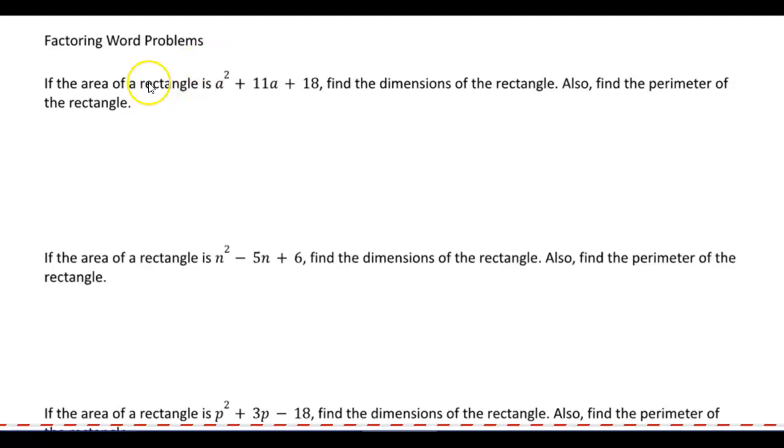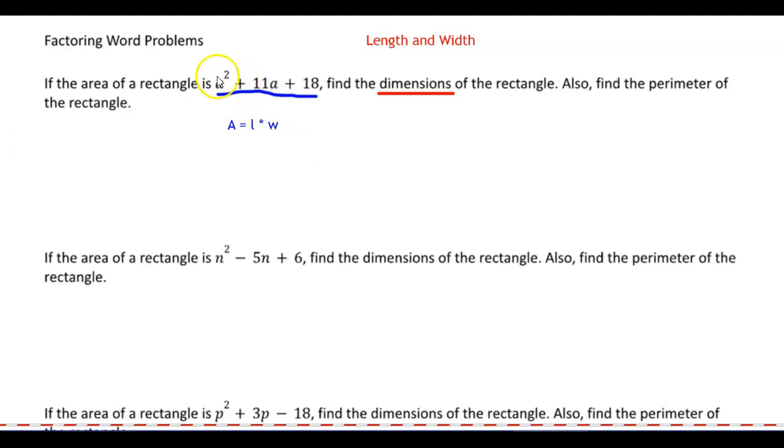The first one: if the area of a rectangle is a squared plus 11a plus 18, find the dimensions of the rectangle. Keep in mind that the dimensions of a rectangle just mean the length and the width. So we need to find the length and width, and we know that the area is a squared plus 11a plus 18, and the area of a rectangle is equal to length times width.